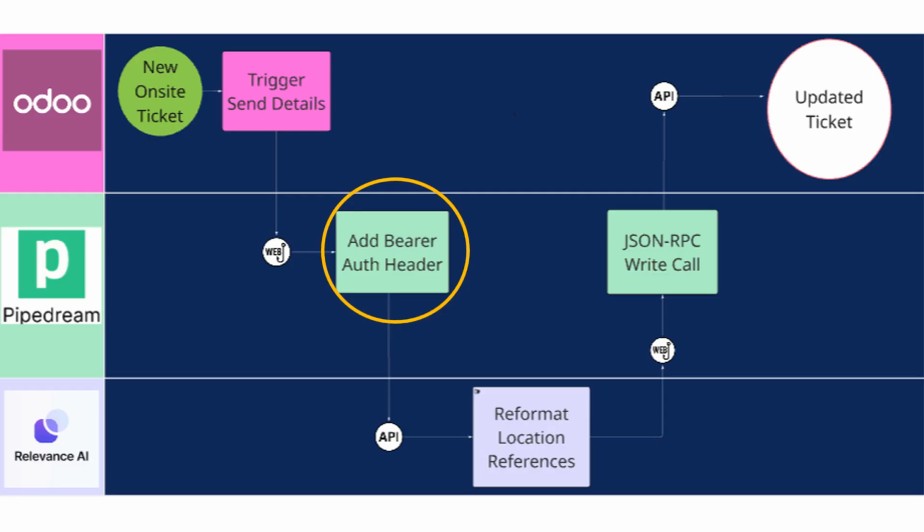Relevance is going to reformat the information the way the agent's supposed to, and then it's going to send it back to Pipedream on a different Pipedream hosted webhook. From there, Pipedream is going to reformat the information again in order to be accessible by the Odoo API. Then Odoo is going to receive that information, and we're going to update a comment in the ticket.